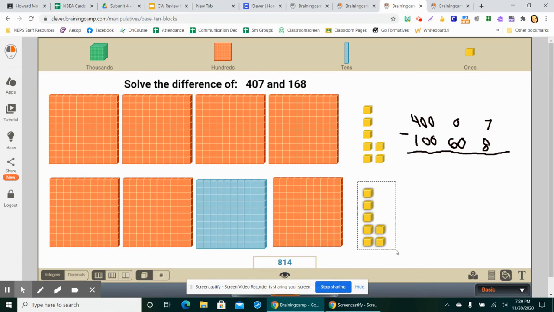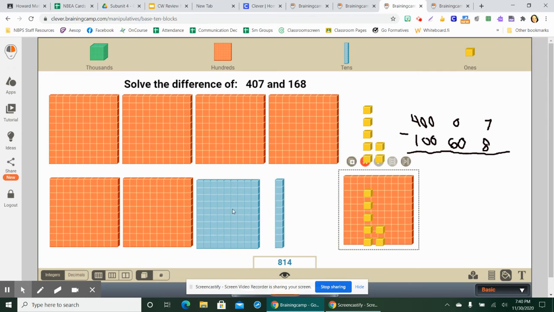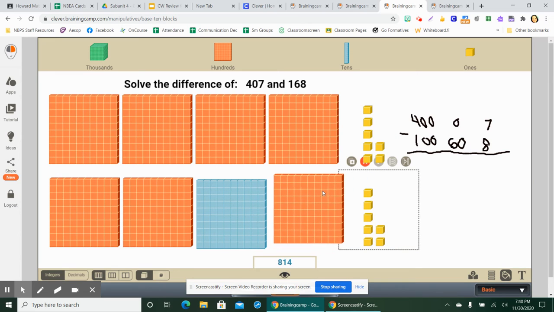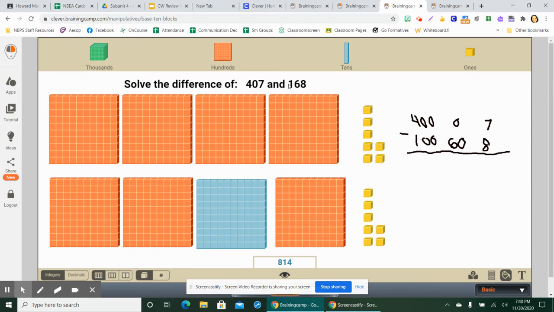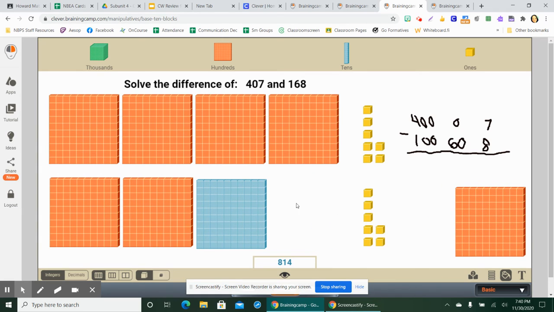So since I need 8, I'm going to have to break apart one of the pieces up here. However, there are hundreds. So in order to break apart 100, you need to hit the break apart, and it's going to break into 10 of the blue strips. Now, because of size, I reduced them and made them a little smaller, but there are 10 that are here. Now I can take away my 168. So here's my 100. And now I need 60.